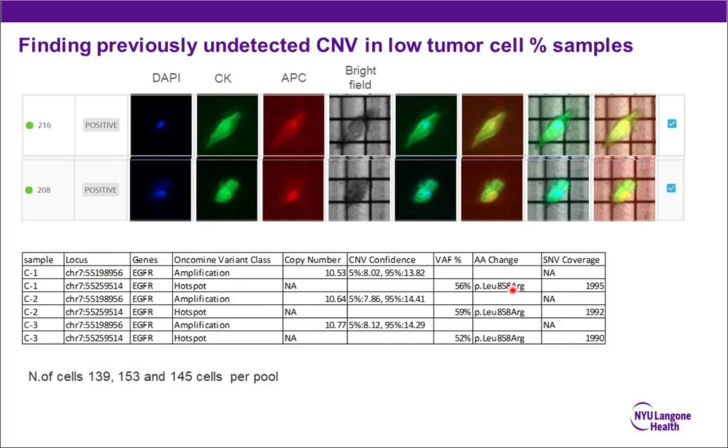You can see that in addition to your L855R mutation, with a very good coverage again, we were able to identify EGFR amplification with 10 copies. These are your confidence intervals that come out. So you can see very, very reproducible results, both at the level of a single nucleotide variant as well as a copy number. And again, to emphasize, we missed this EGFR amplification when we did the bulk sequencing, exactly as I showed you before. The number of cells that we used in each pool was 139, 153, and 145. So still significantly low number of cells that we needed for this analysis.